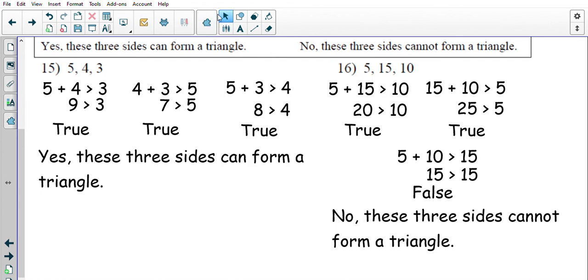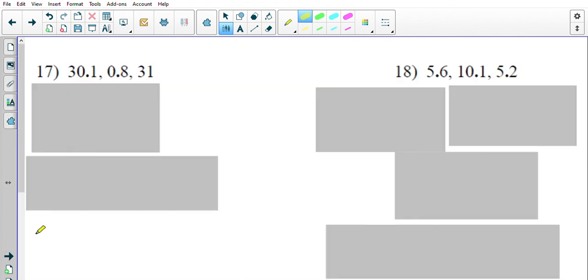So if you happen to choose this inequality first, good news, you're done. Once you determine that you have a false inequality, you know that those three side lengths cannot form a triangle. If you're smart, you can figure out which inequality is going to be false, if indeed one of them will be, and start with that one. Here's a hint. Choose the two smaller sides, 5 and 10, add them together and see if it's greater than the largest side.